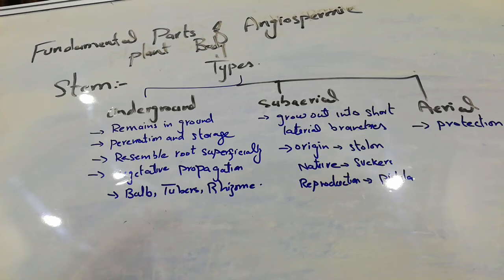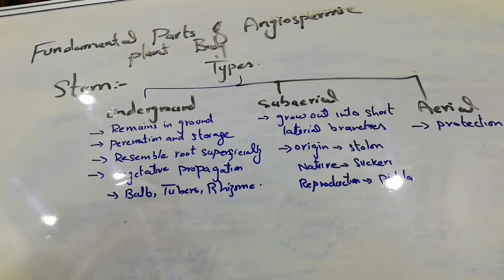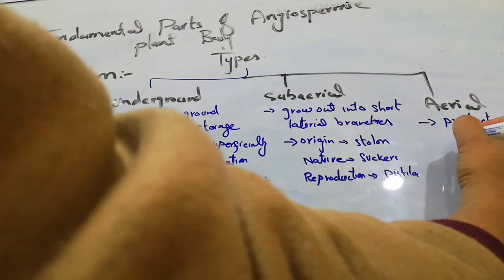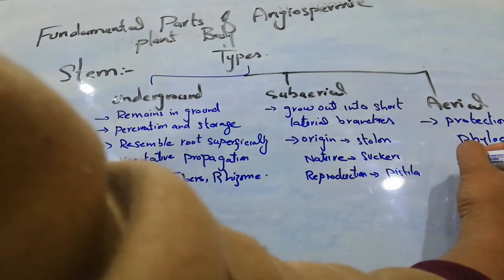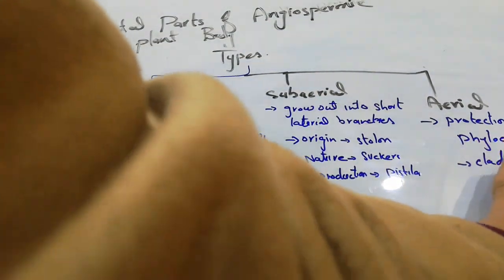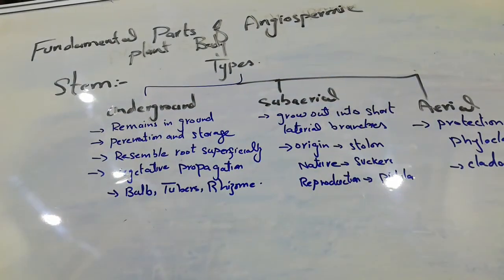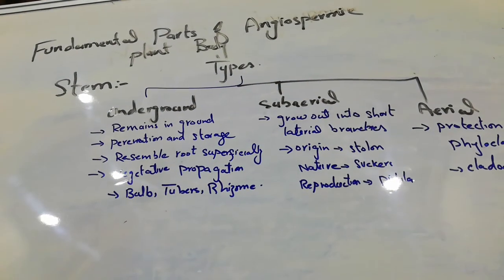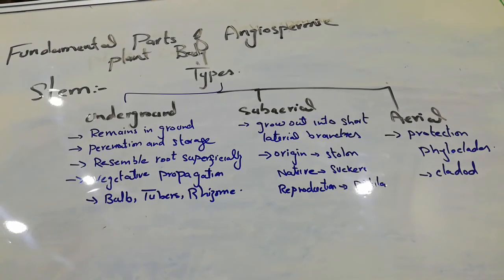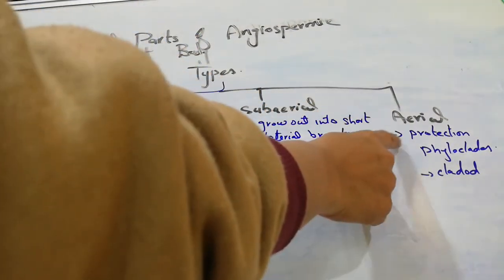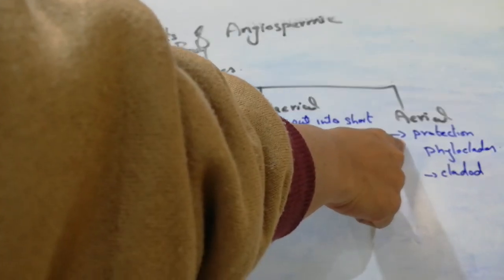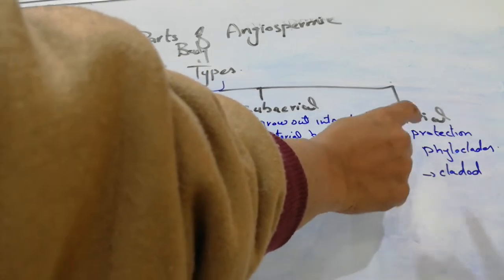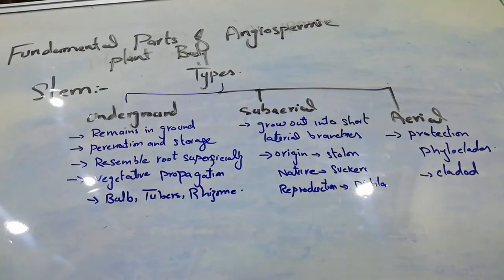In this case they have modified their stems into phylloclades or cladodes. These are examples of aerial stems. Aerial stems basically have a role in protection from hazardous environmental conditions, and phylloclades and cladodes are examples.